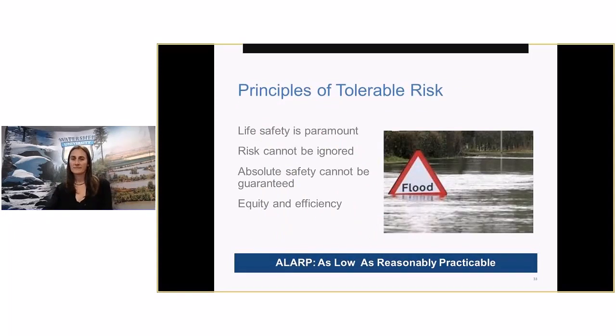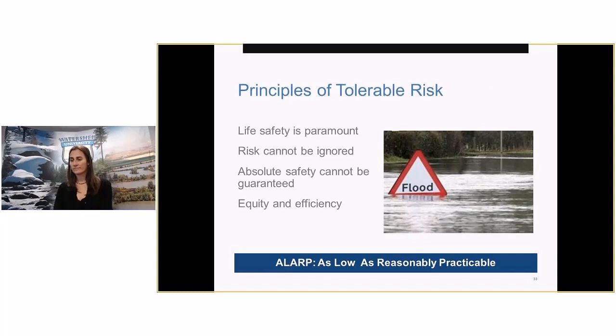So the principles of tolerable risk are really quite simple. The first is that life safety is paramount. So our decisions on risk should fundamentally be based on life safety. We also have to recognize that risk cannot be ignored. There will always be residual risk, and also that absolute safety cannot be guaranteed.